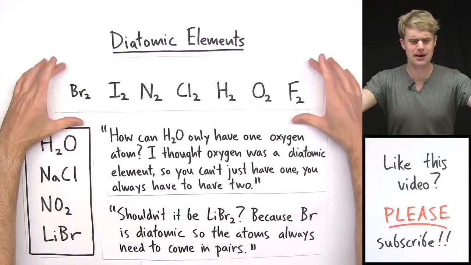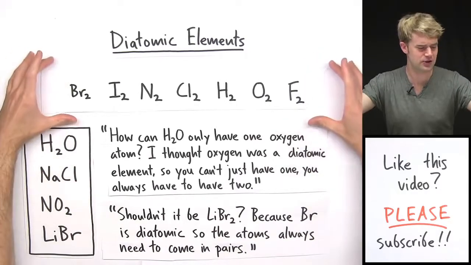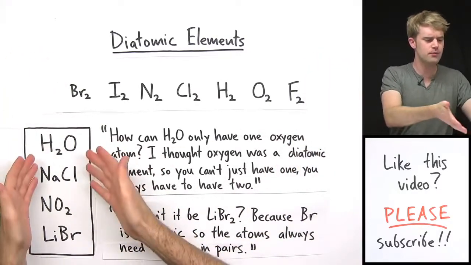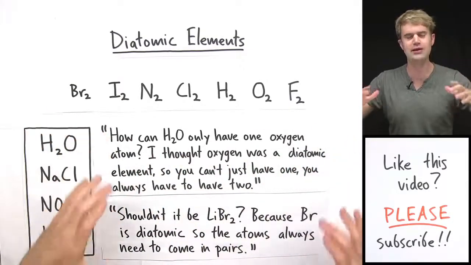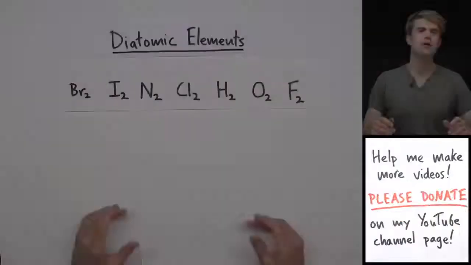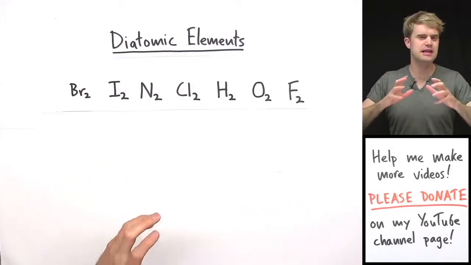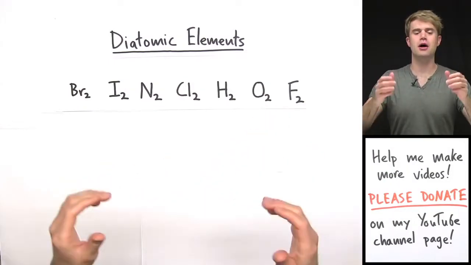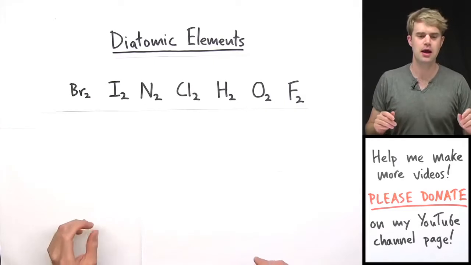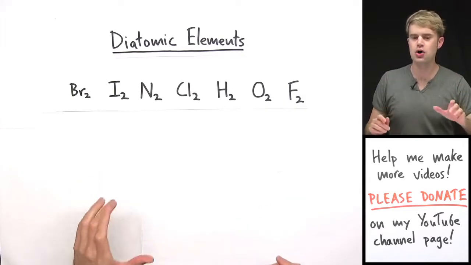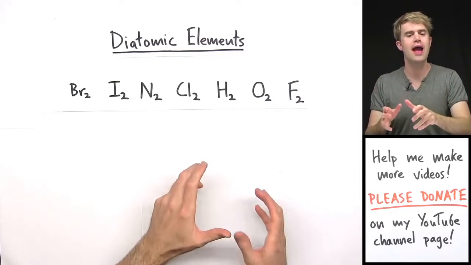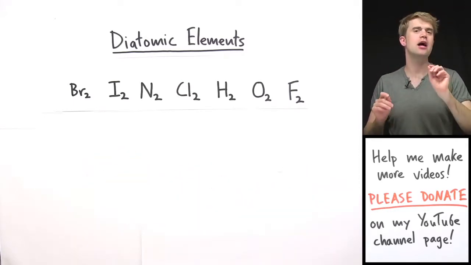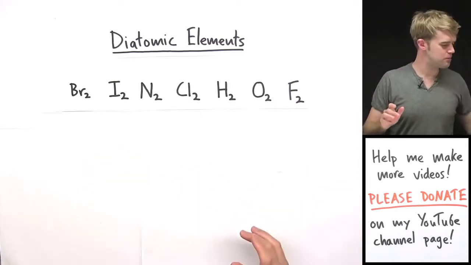How come the diatomic elements, we say that they have to come in pairs, and then we write all these formulas where we only have one atom of a diatomic element? These are great questions. Let's talk about this. So here's a big thing that sometimes is like the missing piece for people's understanding with the diatomic elements. Atoms of diatomic elements only need to pair up if they're on their own and not connected to any other elements. Okay, so let me show you what I mean.